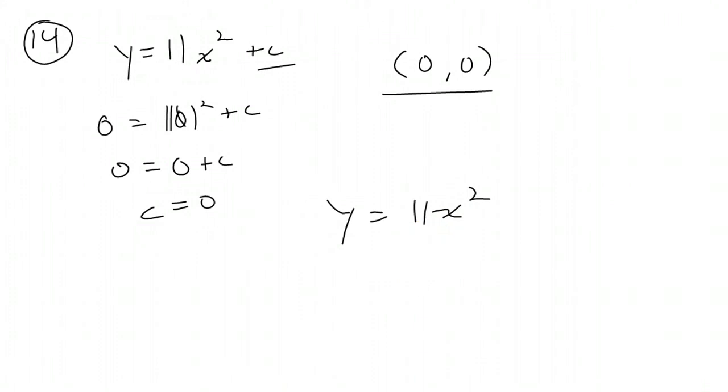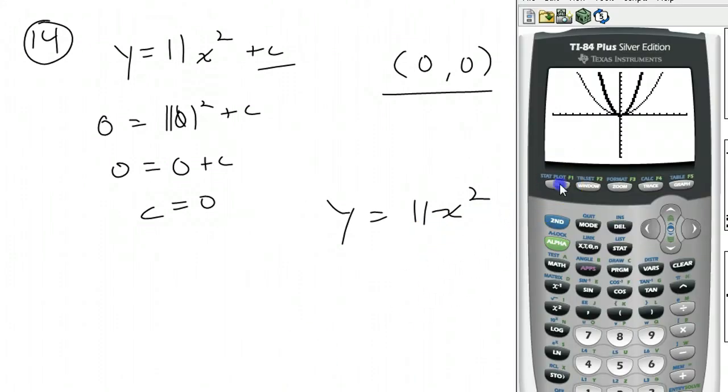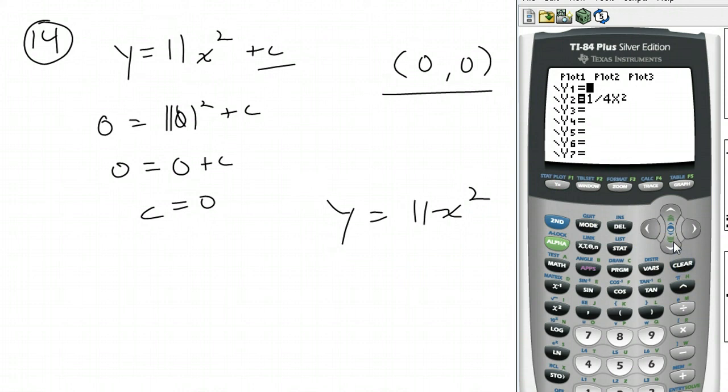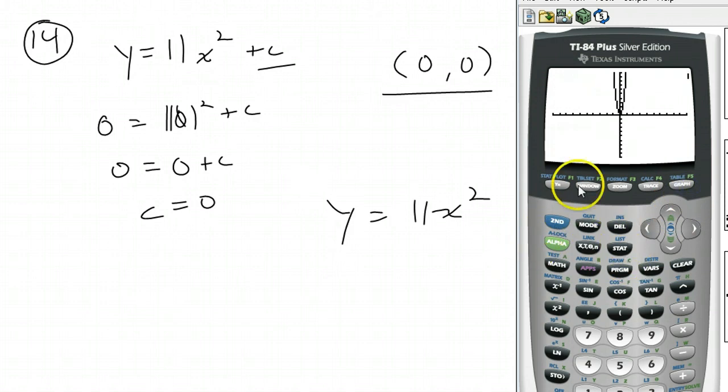If you want to check it in your calculator, just to make sure that this thing passes through the origin, clear everything out. So 11x squared. Look at our graph. Looks like it passes through the origin. So there we go.